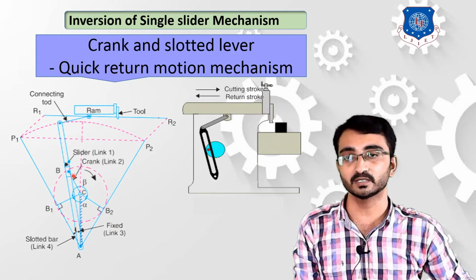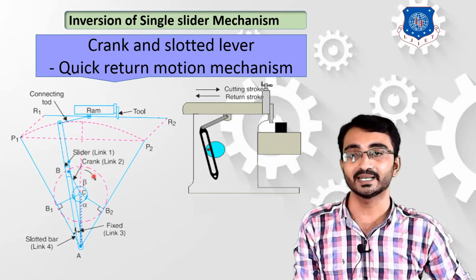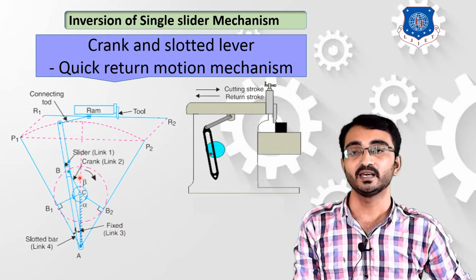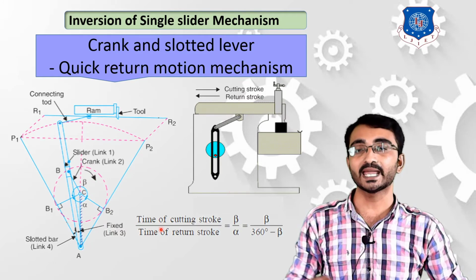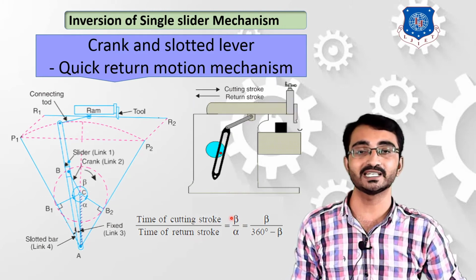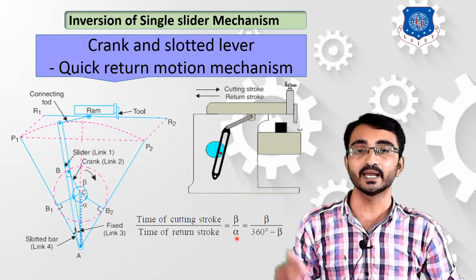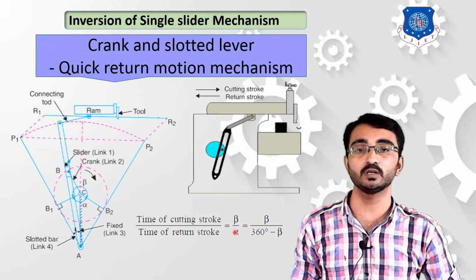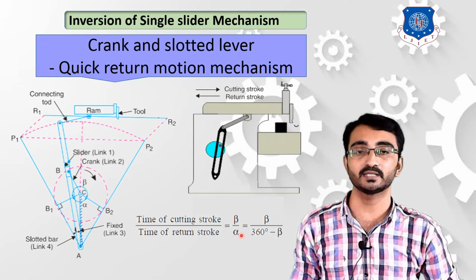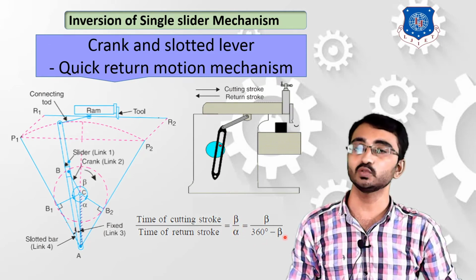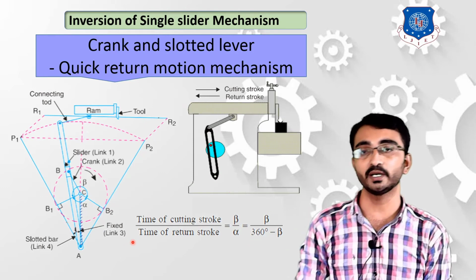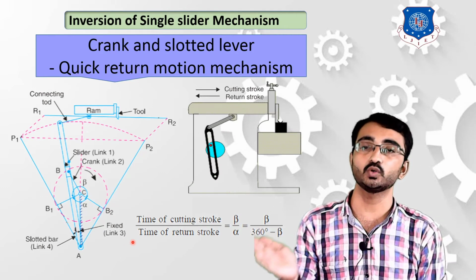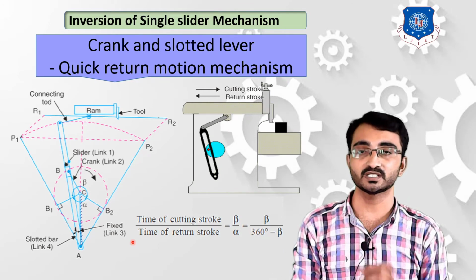First, B1 to B2, that is cutting, is denoted by beta angle, and your return stroke is your alpha angle. So that will give you the time of cutting to time of return, that is beta upon alpha. And again, if you want to denote the whole equation in beta, then you can write alpha is equal to 360 minus beta. In this way we can also calculate the ratio of cutting time to return time in this mechanism.